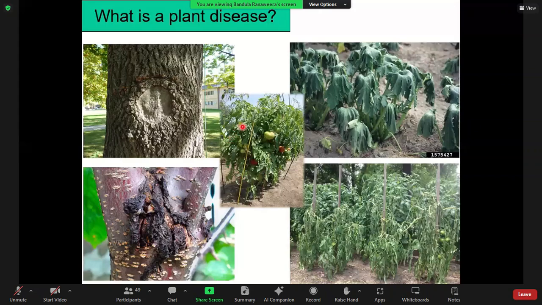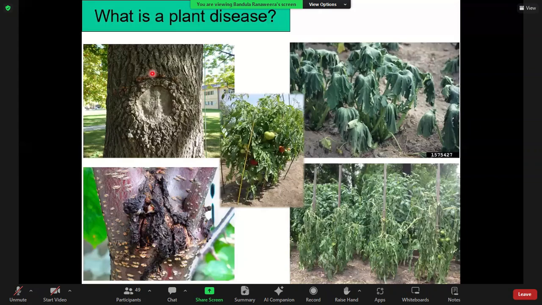Now, if we consider this plant as a normal tomato plant, we can see a difference in this plant. So this is another plant with similar appearance, not tomato. So by looking at these pictures, now can you help me to define a plant disease?